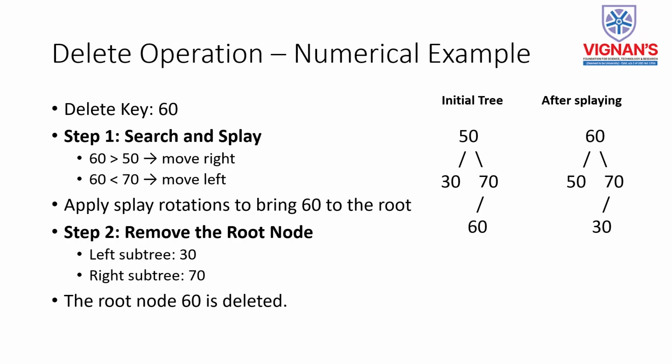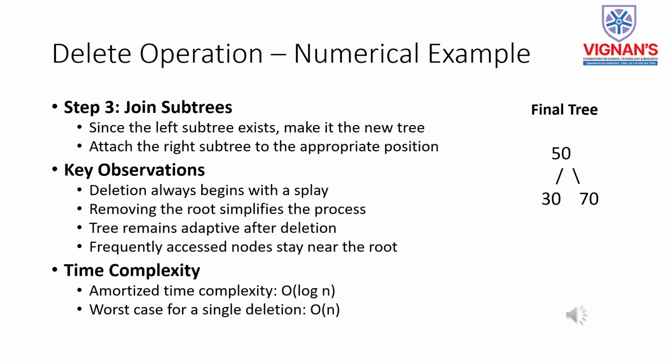In step 3, join the subtrees. Since the left subtree exists, make it the new tree. The left subtree becomes the base of the new tree. Attach the right subtree to the appropriate position. The right subtree is attached while maintaining BST order.